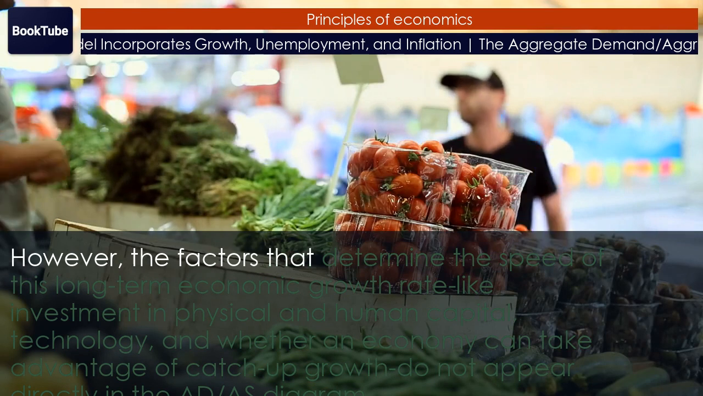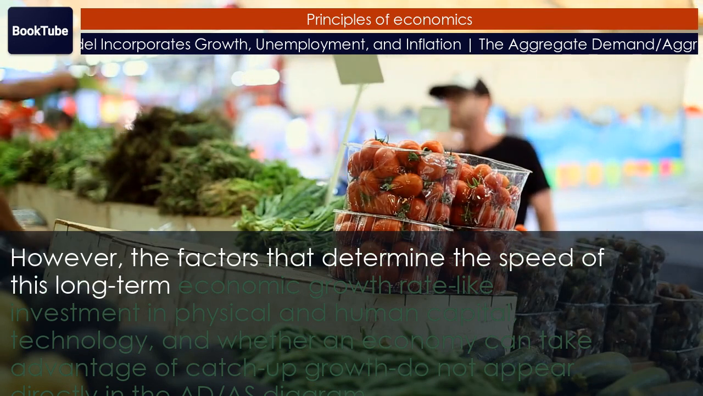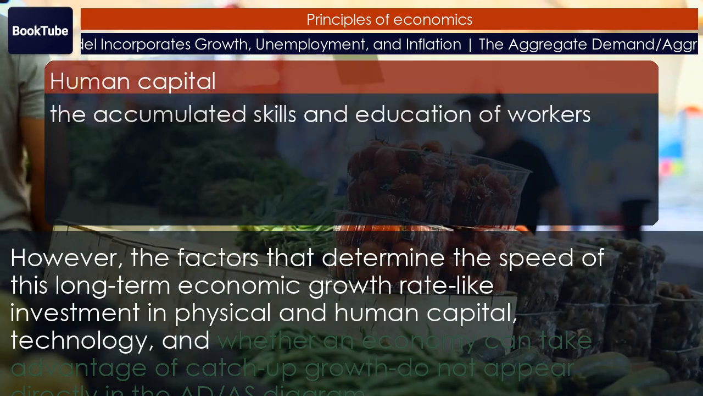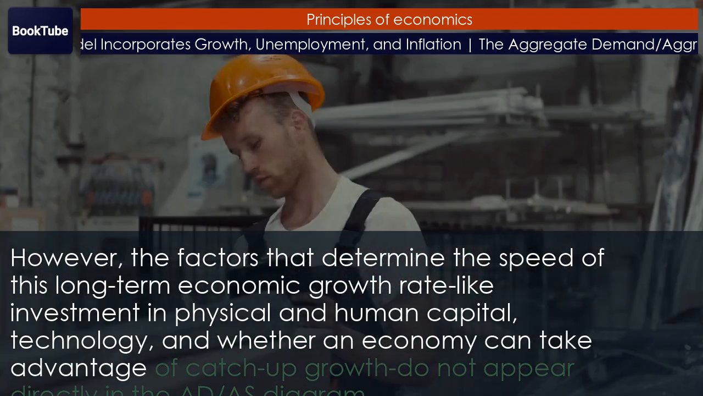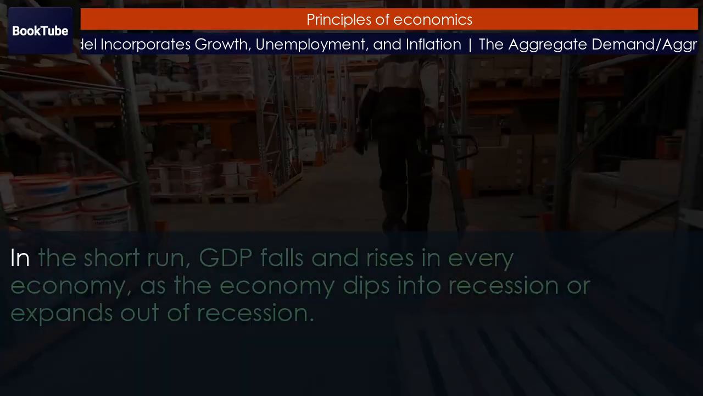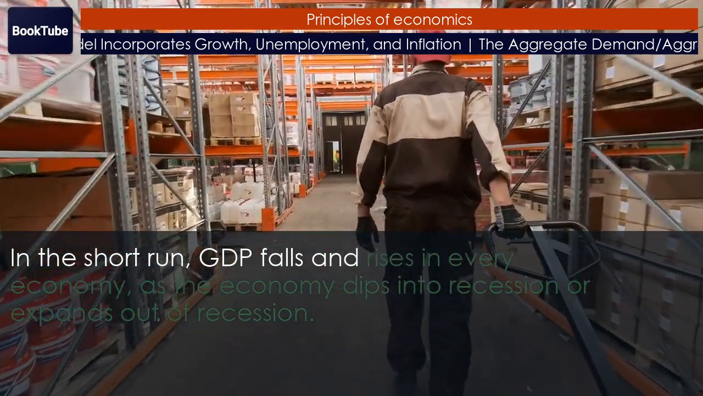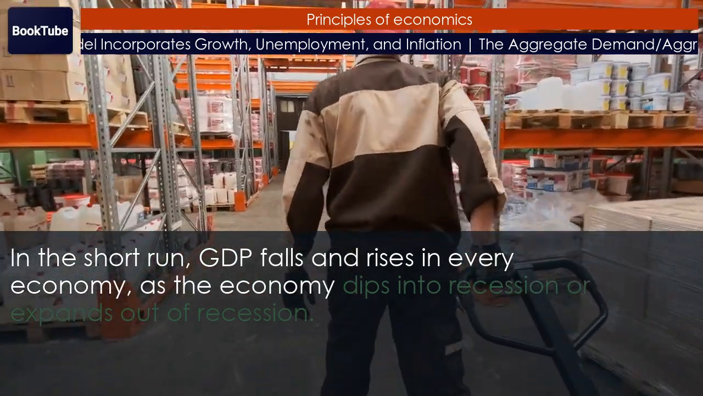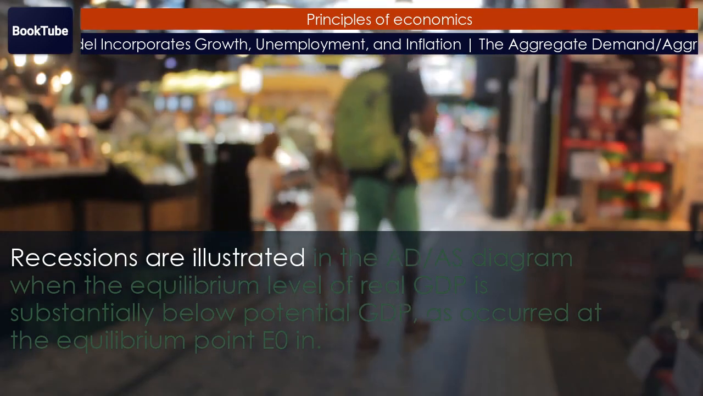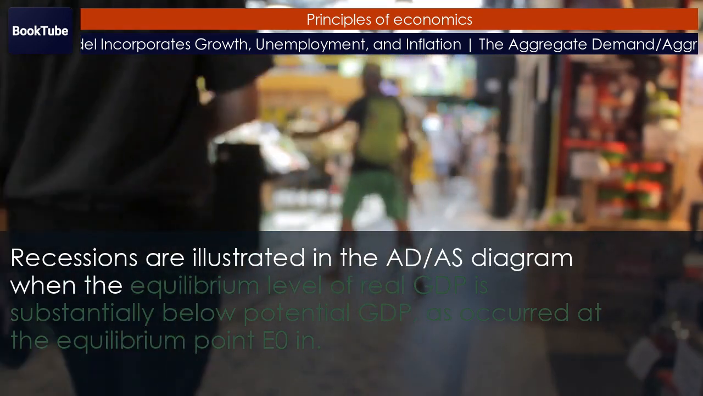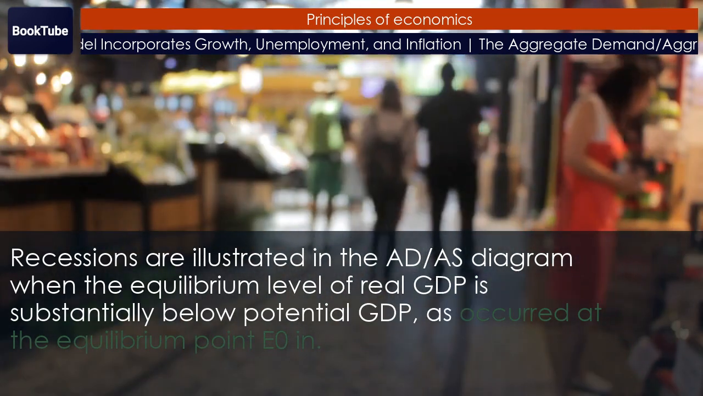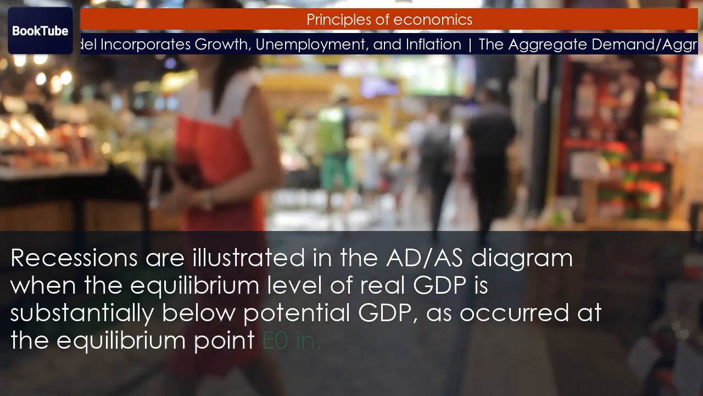However, the factors that determine the speed of this long-term economic growth rate, like investment in physical and human capital, technology, and whether an economy can take advantage of catch-up growth, do not appear directly in the AD-AS diagram. In the short run, GDP falls and rises in every economy. As the economy dips into recession or expands out of recession, recessions are illustrated in the AD-AS diagram when the equilibrium level of real GDP is substantially below potential GDP, as occurred at the equilibrium point E0.